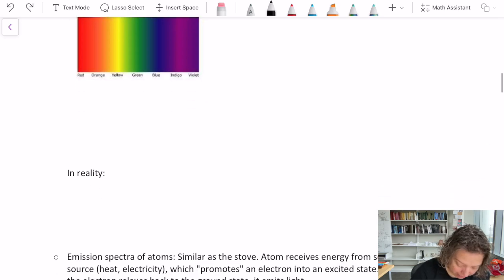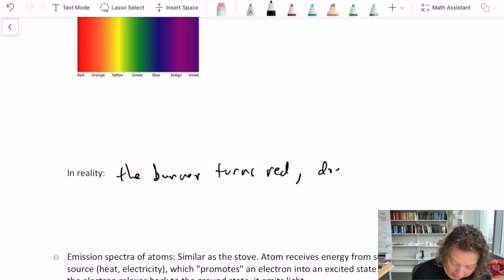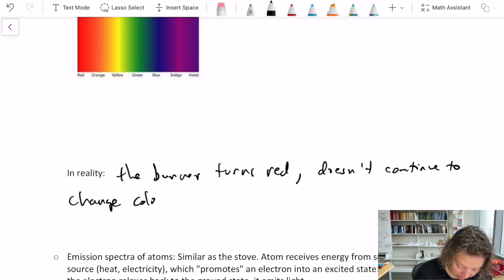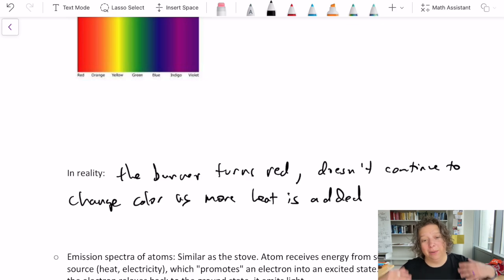So in reality, the burner turns red. It doesn't continue to change color until more heat is added. So to do that, the right amount of heat would need to be added to get that burner to go up to, say, the orange level.